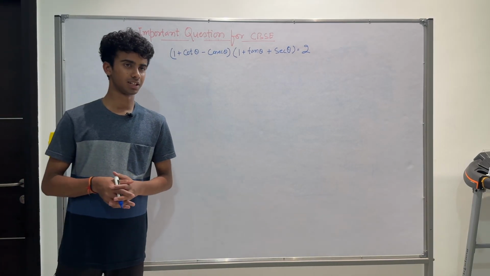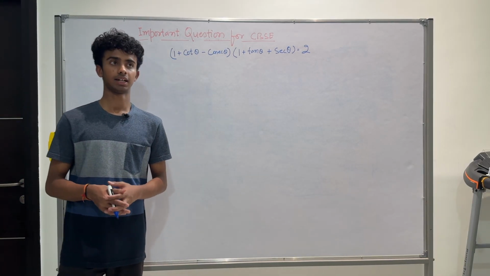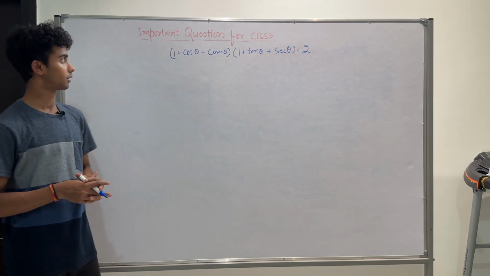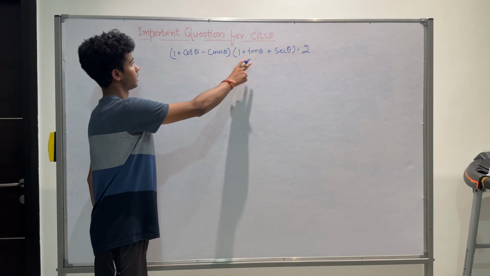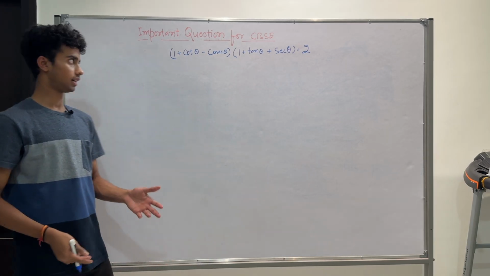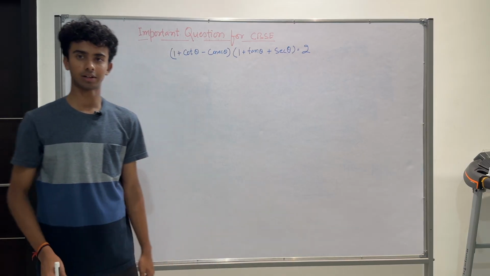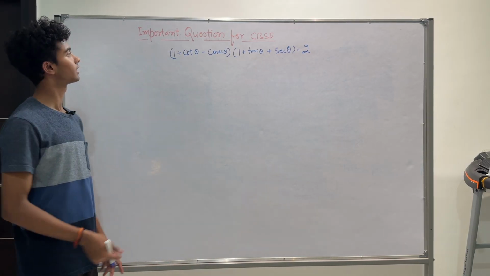Back with another question important for the upcoming CBSE board exam. This question, many students get it wrong because they try multiplying this and this to get the answer. But if we do that, it's not going to be possible to get the answer. You'll get something entirely different.